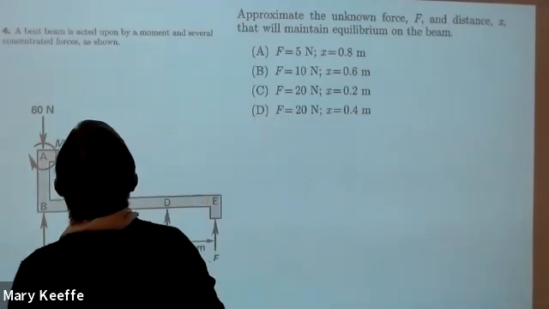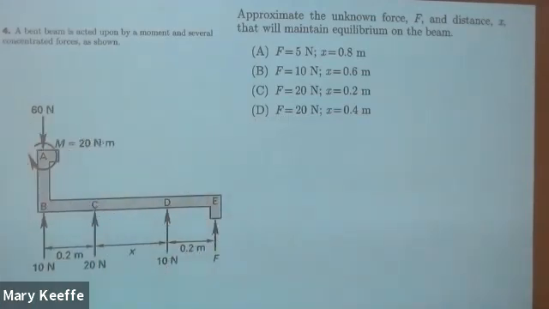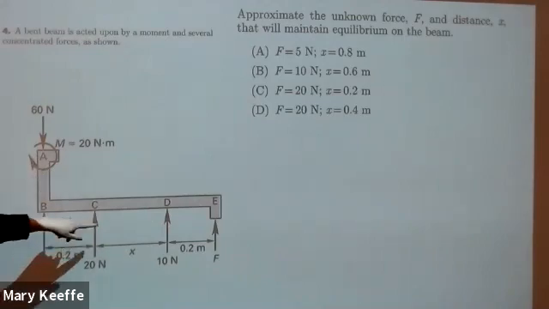Okay, so this one we have a beam, and it's acted upon by a moment and several forces. So there's my moment and all my forces, and it gives us a value for the moment. We want to come up with the value of F and the distance x that will maintain equilibrium on the beam.